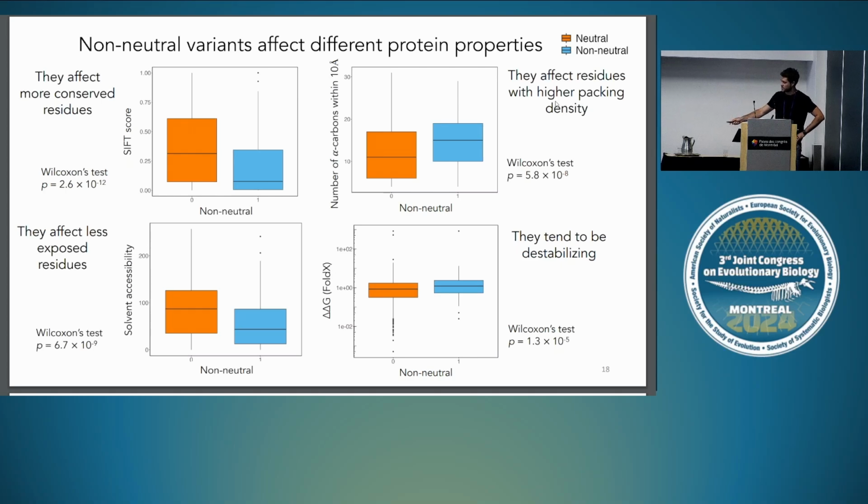So this is the CIF score. The lower it is, the more conserved the residue is. They're also happening here, in plotting packing density, which is just the number of amino acids around a particular residue in 3D space. So non-neutral variants tend to happen in more packed regions of the protein, also less accessible to the solvent. So this is solvent accessibility. This is delta delta G. They tend to be also more destabilizing. So it looks like these non-neutral variants tend to be functional and changing important protein properties.